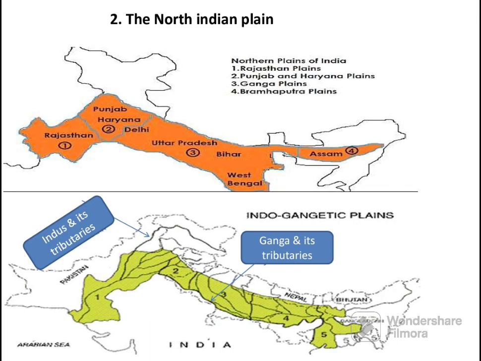Now let's move to another feature, that is the North Indian plain. In the below map, as you can see, it is also called the Indo-Gangetic plain. Now why Indo-Gangetic plain? It is because the North Indian plain is drained by two major river systems of India: Ganga and its tributaries like Yamuna, Kosi, etc., which are flowing towards the east, and on the other hand we have Indus and its tributaries such as Satluj, Beas and Ravi, which are flowing towards the west of India. So now you might have got an idea why it is called the Indo-Gangetic plain.